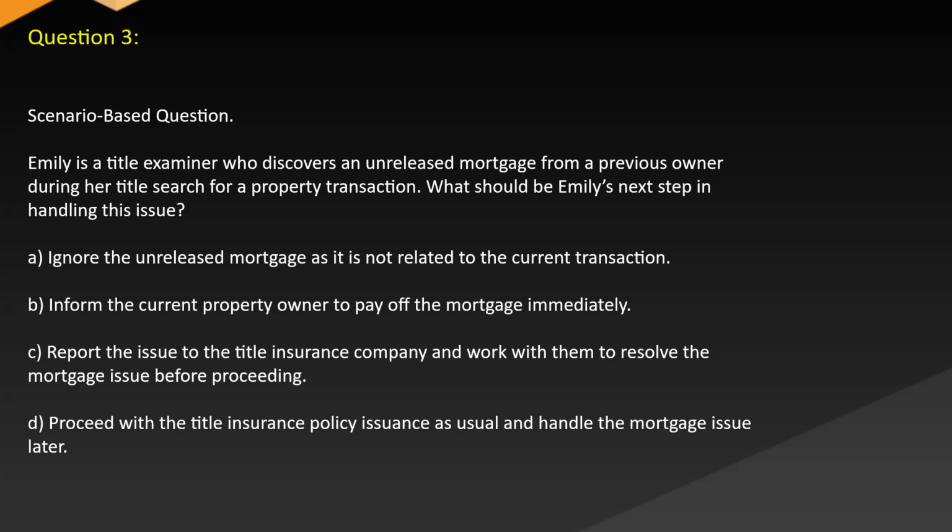A. Ignore the unreleased mortgage as it is not related to the current transaction. B. Inform the current property owner to pay off the mortgage immediately. C. Report the issue to the title insurance company and work with them to resolve the mortgage issue before proceeding. D. Proceed with the title insurance policy issuance as usual and handle the mortgage issue later.